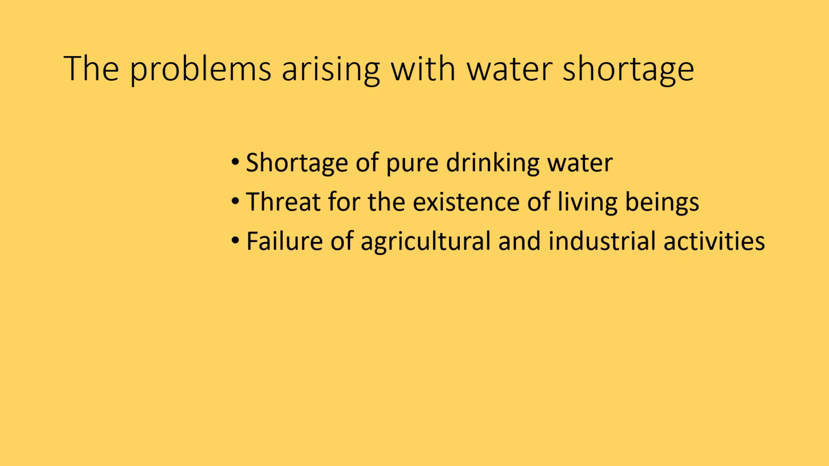Failure of agricultural and industrial activities. Farmers can't cultivate their croplands without water, and almost all the industries need water as a raw material. Now the polluted water can spread so many diseases very easily.